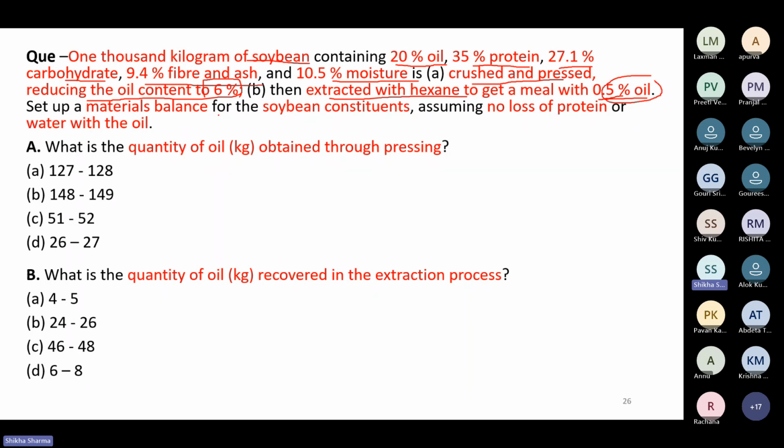So we need to set up the material balance, and calculate the amount of oil obtained through the pressing and the amount of oil we get through the solvent extraction process. This is a very good question. Please try to solve this. It is similar to the previous questions which we discussed.